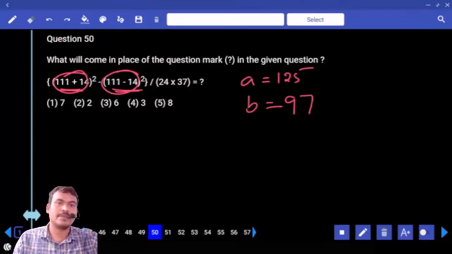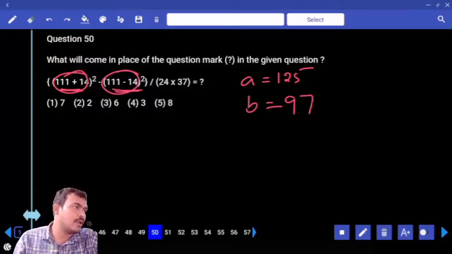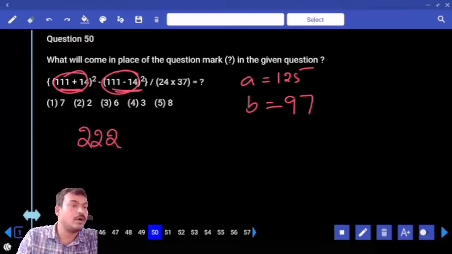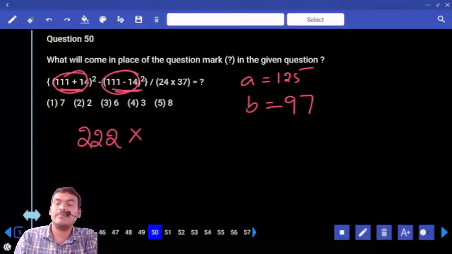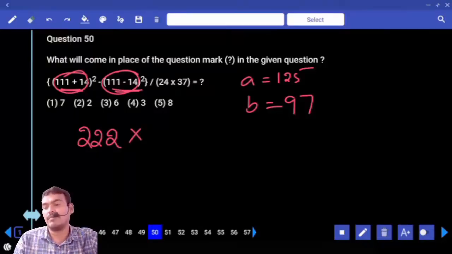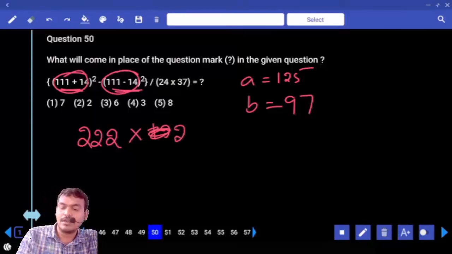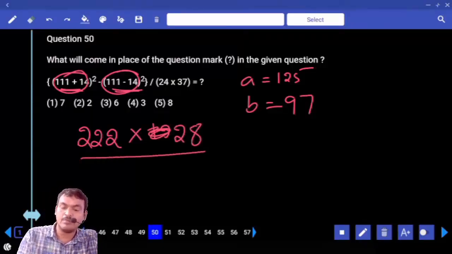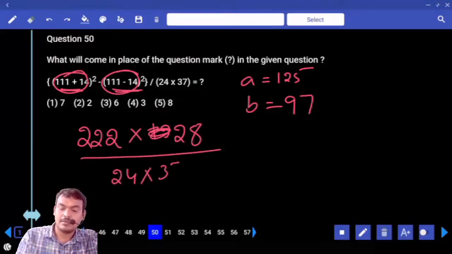97. Means a square minus b square means 125 square minus 97 square. Okay, then 125 plus 97, how much? 222. Into a minus b, 125 minus 97, 28. 222 into 28 by how much value? 24 into 37.